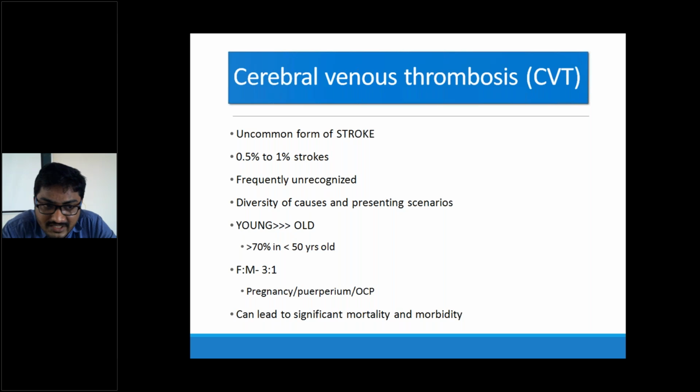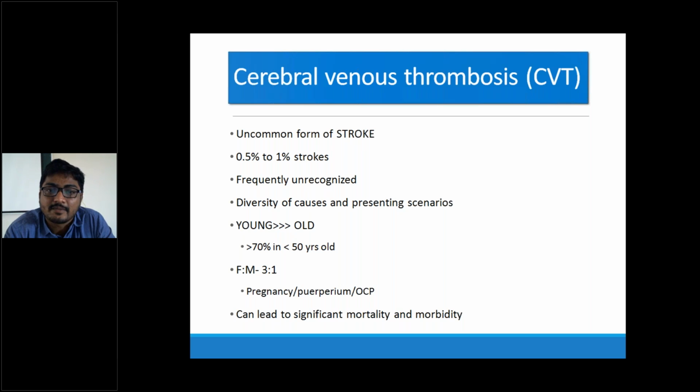Cerebral venous thrombosis is an uncommon form of stroke. It accounts for 0.5 to 1% of strokes and is frequently unrecognized. If the patient comes with hemiparesis, weakness of the right upper and lower limb, we think of an ischemic or hemorrhagic stroke, and we think about ACA, MCA or PCA territory. ACA is the anterior cerebral artery territory. What happens? Lower limb weakness is greater than upper limb weakness, right?